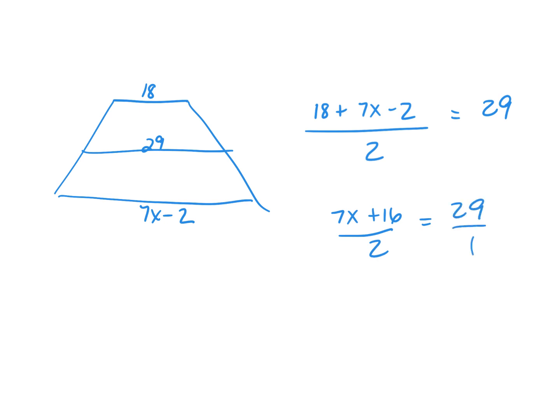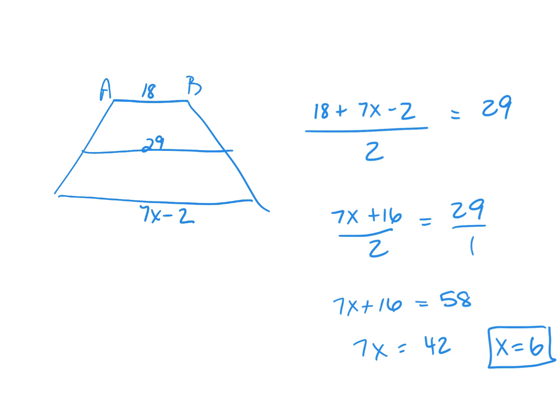Everybody get that? All right, so now we have 7x plus 16 equals 58. 7x equals 42. X equals 6. Now, if they ask you for x, you're done. But if they ask you for EF, you have to plug it into this guy, okay? So pay attention to the problem. You're going to have a little bit of each of those.